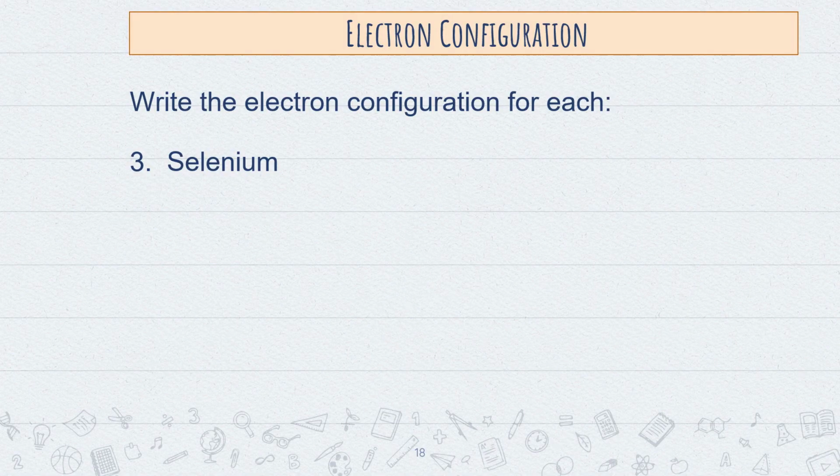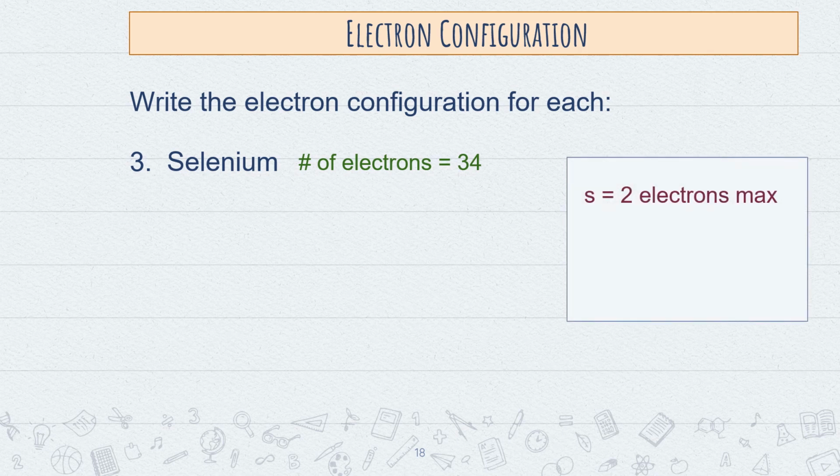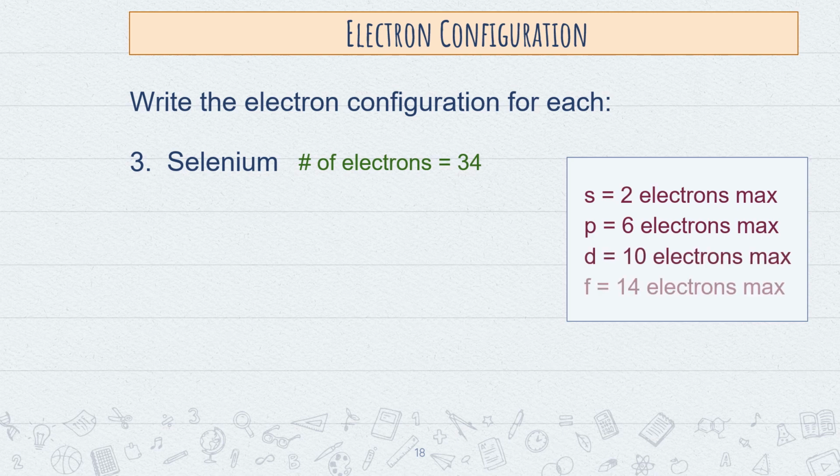Now let's try selenium. Selenium has 34 electrons. It's in the 4th row, so I have to start at the beginning and fill everything up from the beginning to the end. Remember that S can hold 2 electrons, P can hold 6, D can hold 10, F can hold 14. So selenium's in the 4th row.